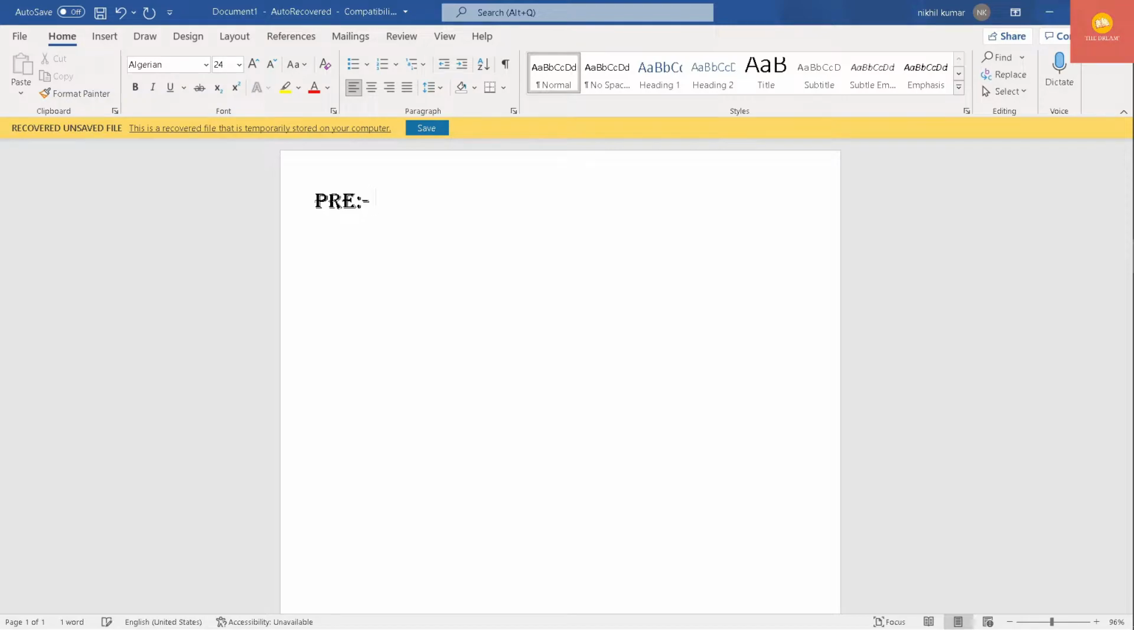Prelims exam has two papers. Paper 1, which consists of 200 marks, and another paper 2, which also consists of 200 marks. Paper 2 is generally famous as CSAT paper, or generally people say CSAT ka paper. So paper 2 is known as CSAT paper.